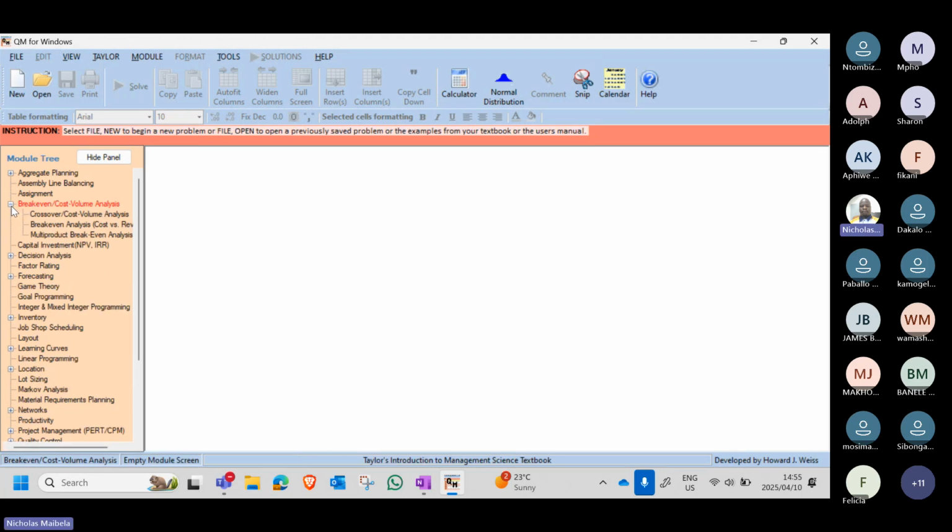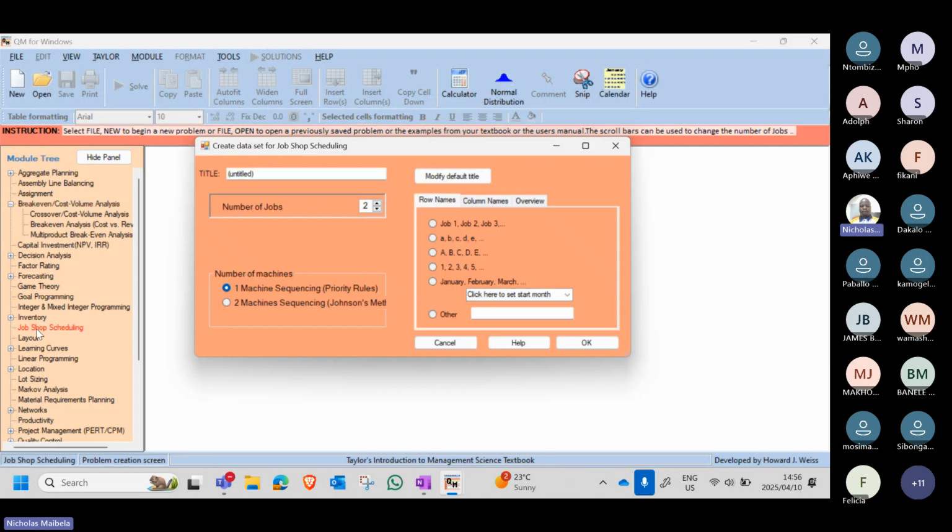We have four modules; you start by choosing the module. Here we have the break even cost volume analysis, crossover if you are doing the crossover, and then if you are doing the assignment, the aggregated planning, the forecasting, the decision analysis, factor rating, all these things we did them. The ones that I'm covering now are job scheduling, sequencing.